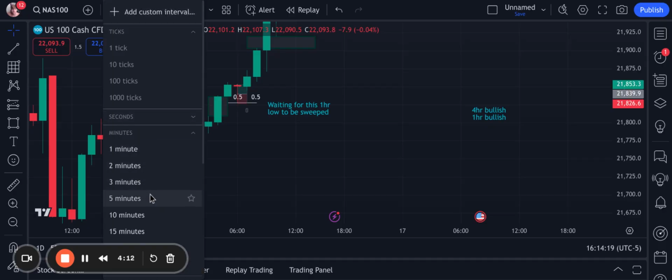And since the 1 hour and 4 hour was bullish for this example, don't pay attention to this by the way. The 1 hour and 4 hour were bullish. They were in alignment with each other. That then gives us access to the 5 minute time frame. If they weren't in alignment with each other, then we would go to the 15 minute time frame. But for this example, we're using the 5.